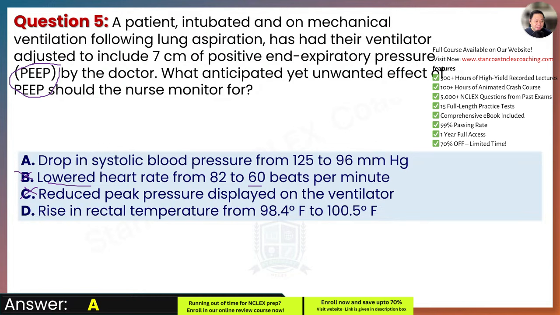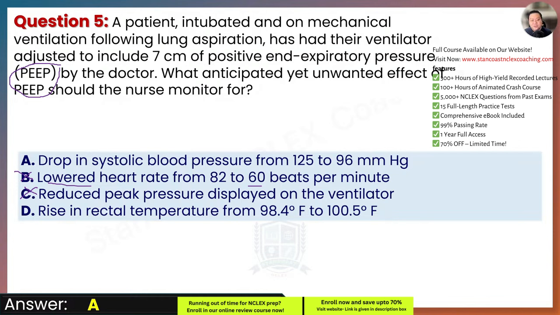Now, what about letter D? Why is this incorrect? Rise in rectal temperature from 98.4 to 100.5 degrees Fahrenheit. Is this really critical? We know that temperature changes aren't caused by a PEEP, and a fever suggests infection like aspiration pneumonia, which might be related to the original lung issue, but it is not a direct effect of the PEEP itself. And since the question is asking for an adverse effect of PEEP, this is not really relevant.